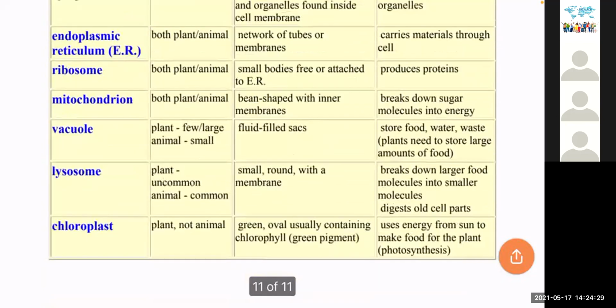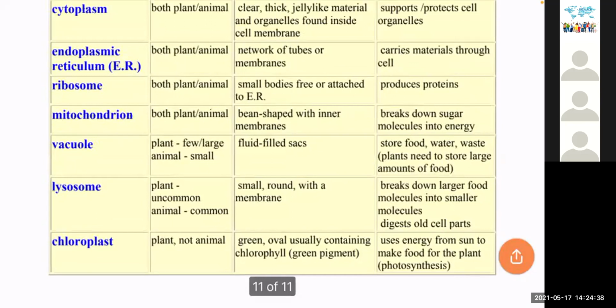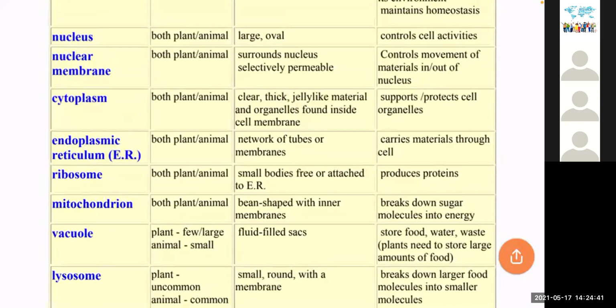So we proceed. We are talking about the mitochondria. So mitochondrion is found both in plant and animal cells. Its description is that it's bean-shaped, the way a bean is shaped, with inner membranes. And the mitochondria as function breaks down sugar molecules into energy. It is the site of respiration.